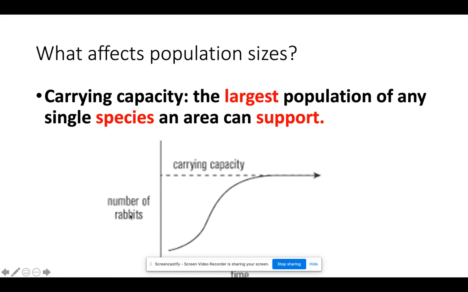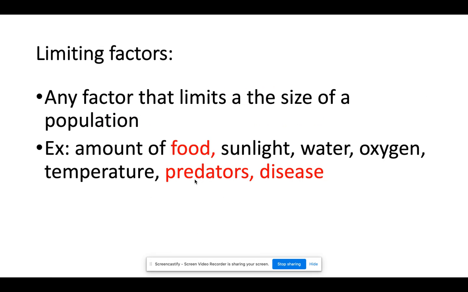Here's the number of rabbits. You can see it rises kind of rapidly, but then it levels off. When you see that leveling off, it's called carrying capacity. So, carrying capacity is dependent on these things called limiting factors. Now, limiting factors are any factors that limit the size of a population. I have examples here: the amount of food, sunlight, water, oxygen, temperature, predators, disease, all of them limit the size of a population. That's why we saw that rabbit population kind of leveling off.